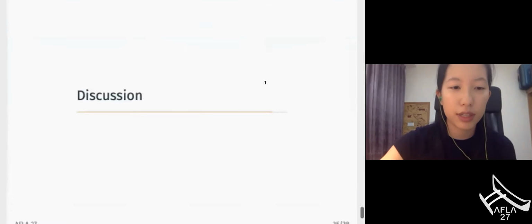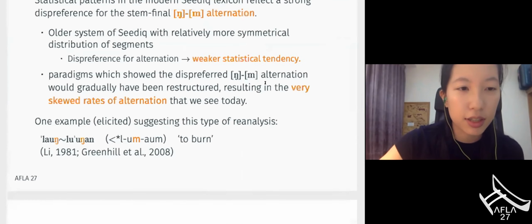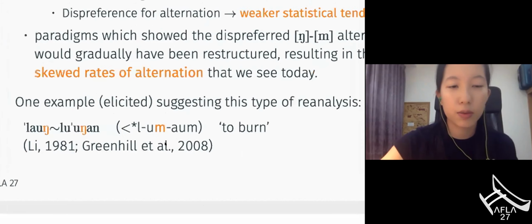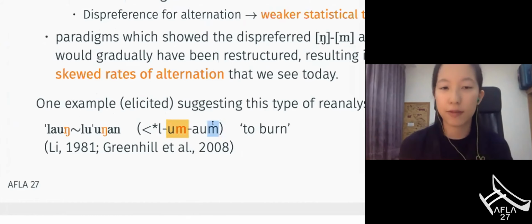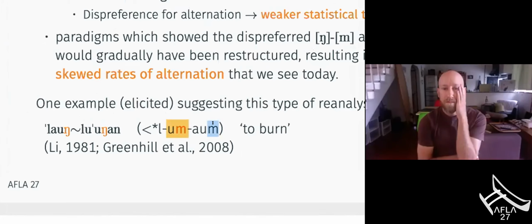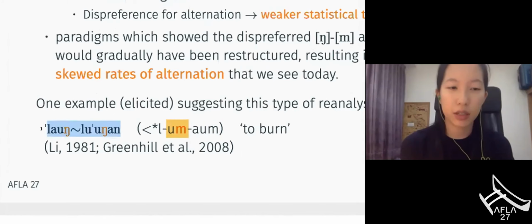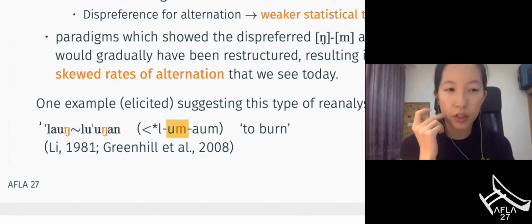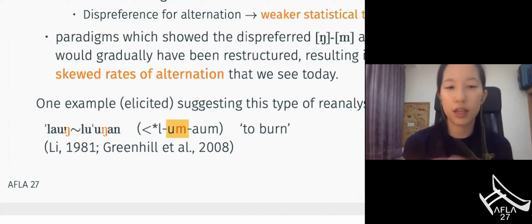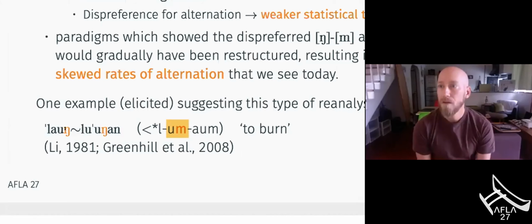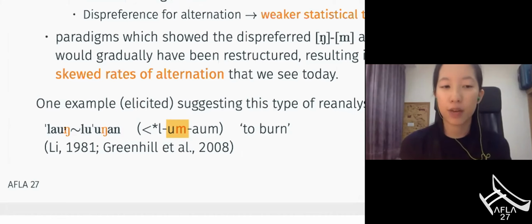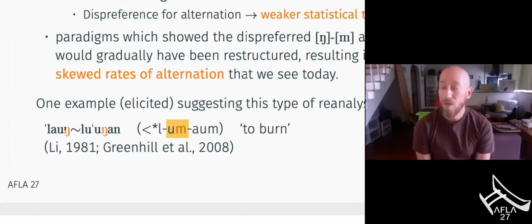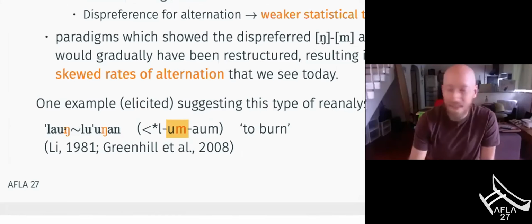For example, let's see, something like this. Sorry, the wrong segment has been highlighted, but you can see that historically this stem has a final M. And synchronically, based on data collected from my consultants, we see non-alternation. So the theory I've discussed today would predict that if I have more data, reanalyses will have a strong tendency towards this direction. Okay, cool. All right. Thanks.